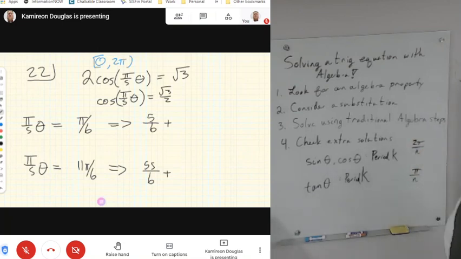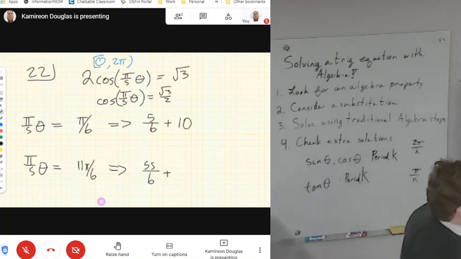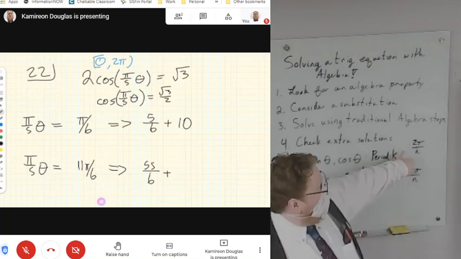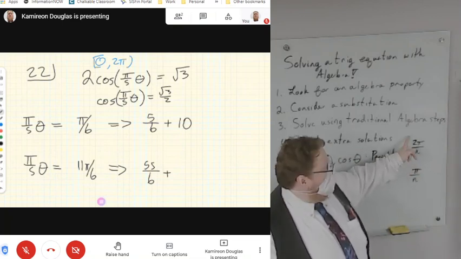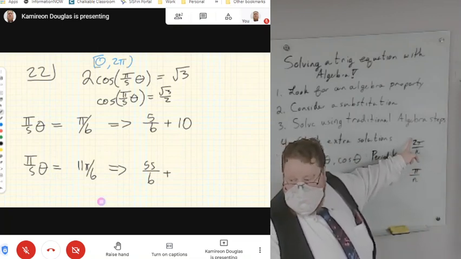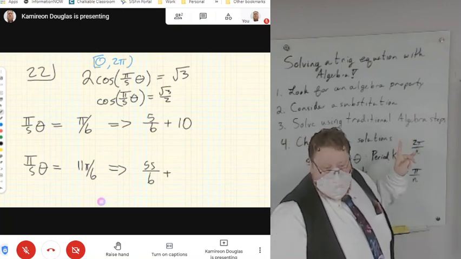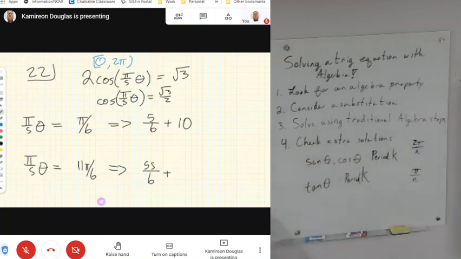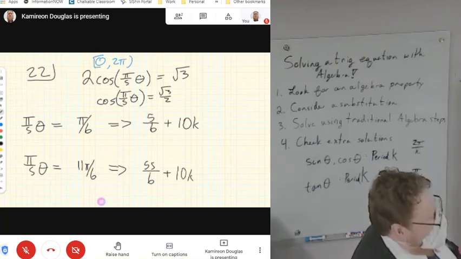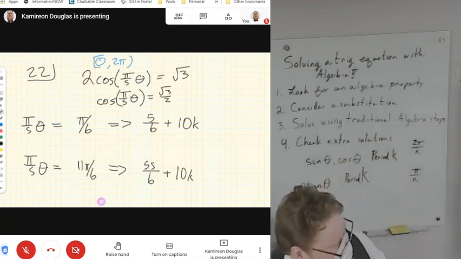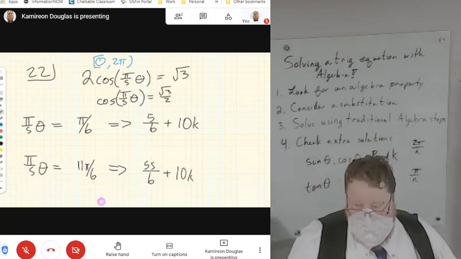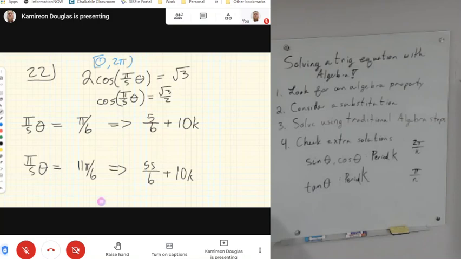So that becomes, as weird as it sounds, 10. If you plug in pi over 5 into this formula, 2 pi over pi over 5, the pi's cancel, and using KFC, we get 10k. So we get 5 over 6 plus 10k, and 55 over 6 plus 10k. This is not 10,000, this is 10 times k.